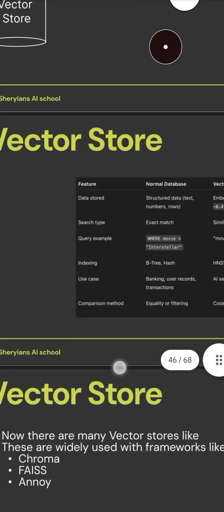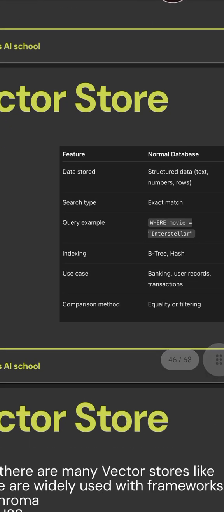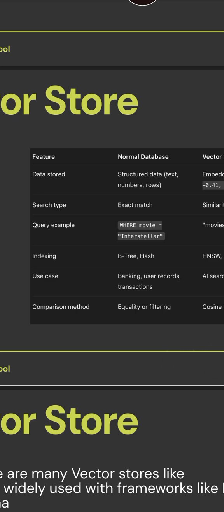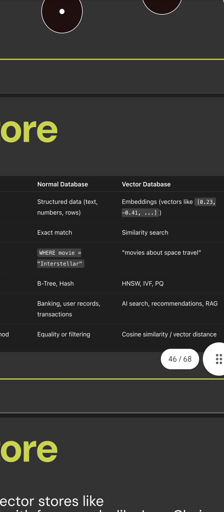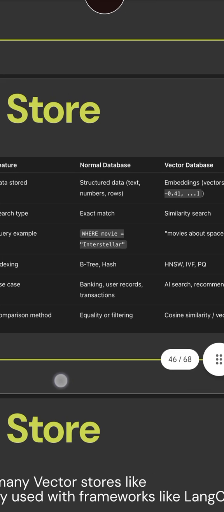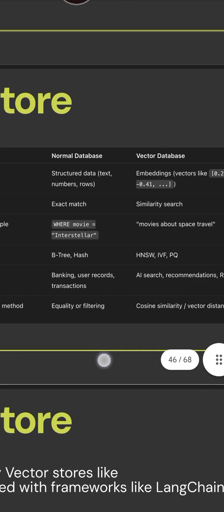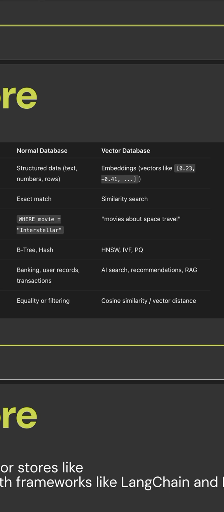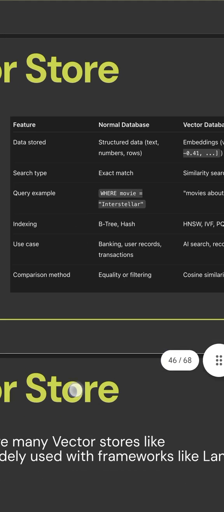What do we have here? Vector store features: a normal database structure stores data as text, numbers, rows; a vector database stores embeddings. Search type: exact match query in a normal database, whereas a vector database uses indexing like HNSW and finds, for example, movies about travel or space travel by similarity. AI recommendation, RAG, and similarity search use a vector database.